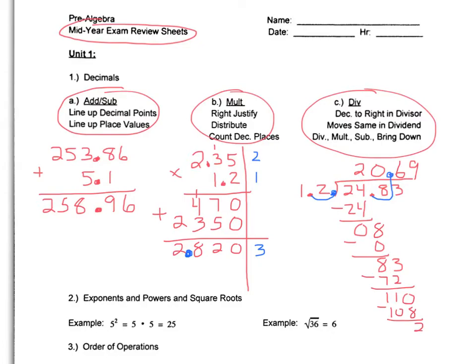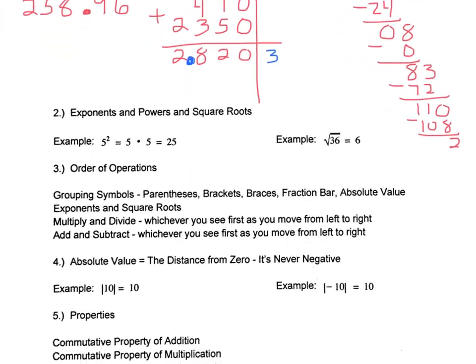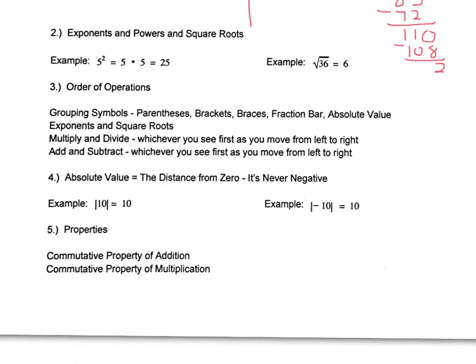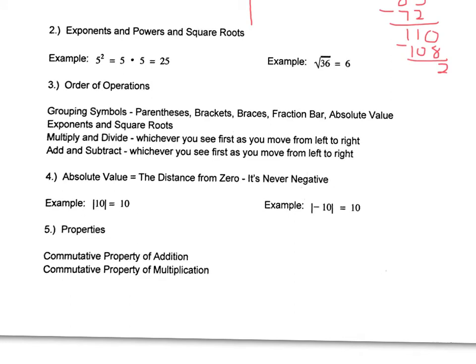Alright, again, if you find things you need help with, you pause the video or rewatch it, or you ask me questions. Number 2, we learned about exponents, powers, and square roots. So just a reminder, when you see an exponent, that little 2 tells you how many times to multiply the base number. This is not 5 times 2, it's 5 times 5. Square roots, the square root of 36 is 6 because 6 times 6 gives you 36. Square roots are just the opposite of squaring.